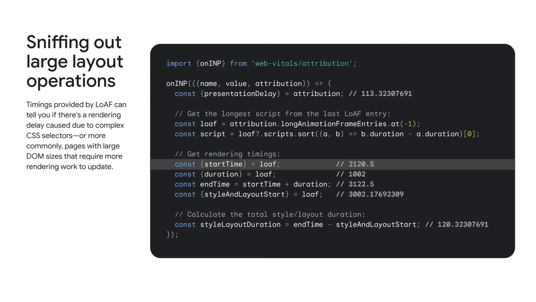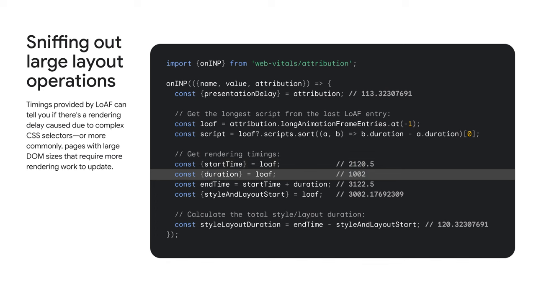LoAF, through webvitals.js, can help you to sniff out these types of problems through the rendering timings it provides. You can use these timings to calculate the total duration of a style and layout operation associated with a slow interaction by first collecting the start time of the task that began the long animation frame. Next, we get the duration of the frame. This time, however, does not include painting and compositing time, but ends immediately after style and layout.